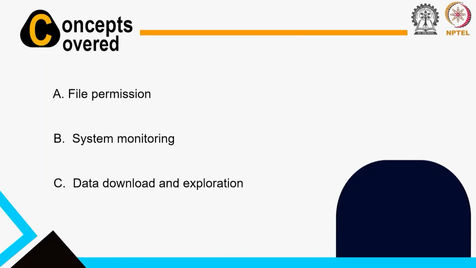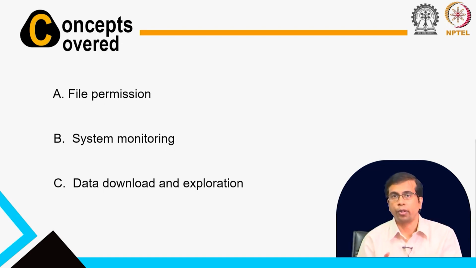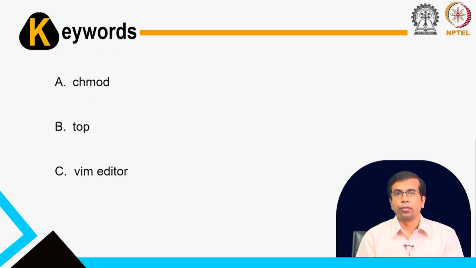We will talk about file permission. Since we will be working with data files, there is something called file permission in Linux that is very useful. We will talk about system monitoring. This is something that will come a bit later when we want to run certain commands. We want to monitor the system, so that we do not overload the system or crash the system. And then finally, we will look into some of the basics of data download and exploration. So, these are the keywords: chmod, top and vim editor. These are some of the things that we will come across today.